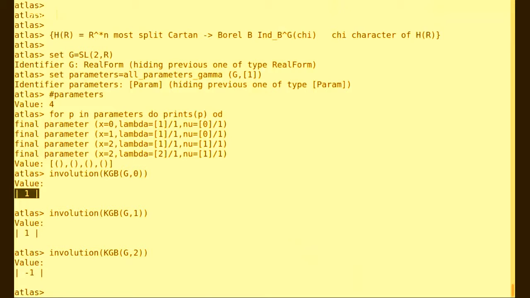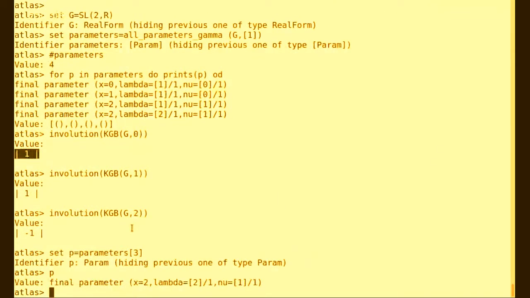Another way to get the same information is the following. Let's set x equal to this KGB element. Actually, let's do it this way. Let's set p to be the last parameter in my list.